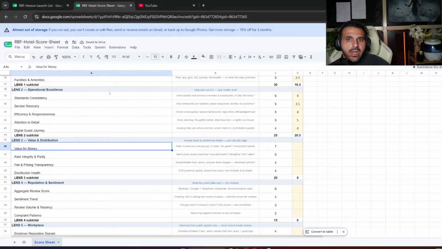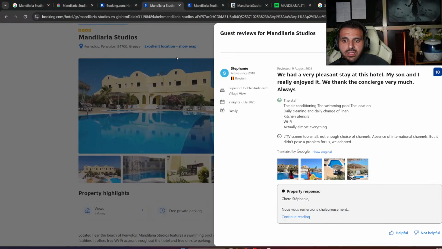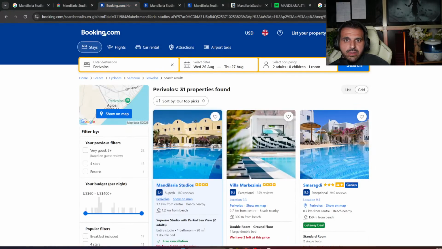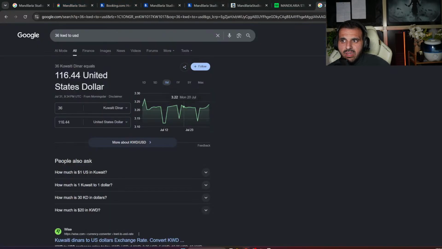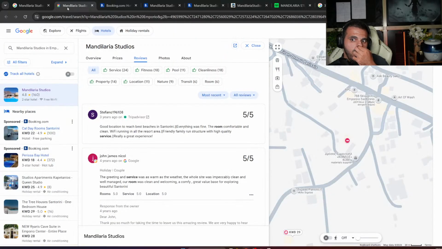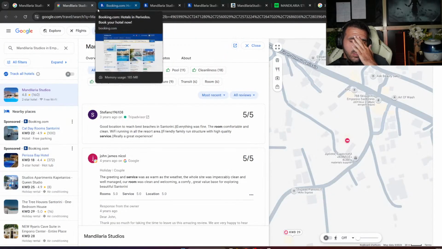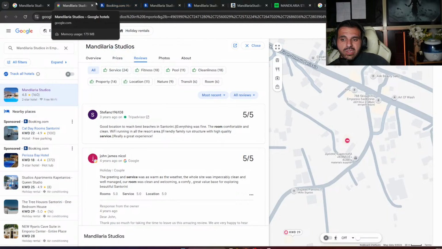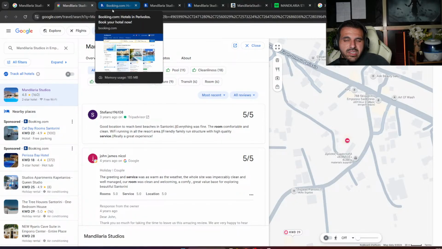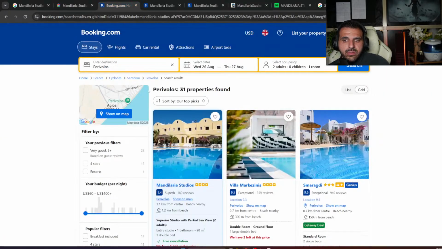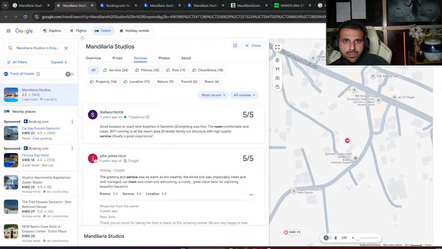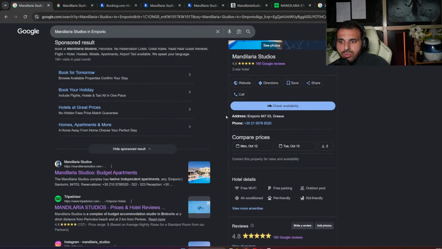Value and distribution. Value for money. We did not check clearly into this, but let's see. The value is actually a little bit good. It's around 30 KD for a whole apartment. You're talking about from 100 euros to something in USD also, 116 to 120, 130, which is actually good.